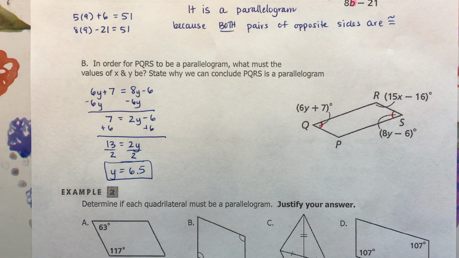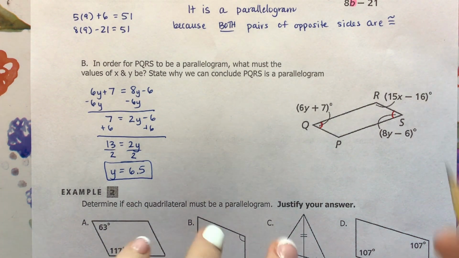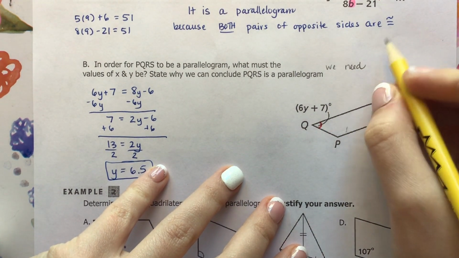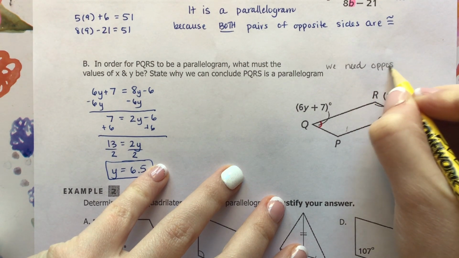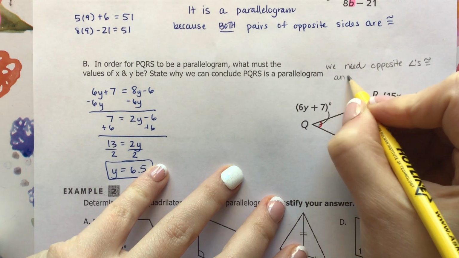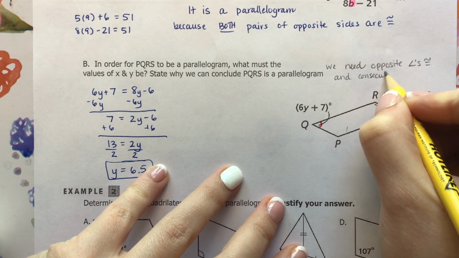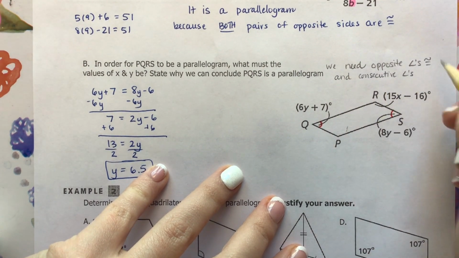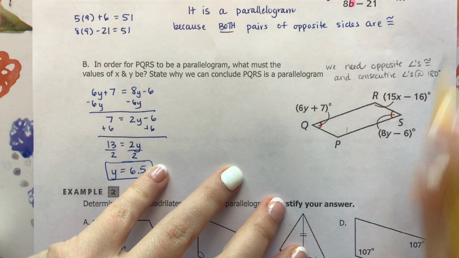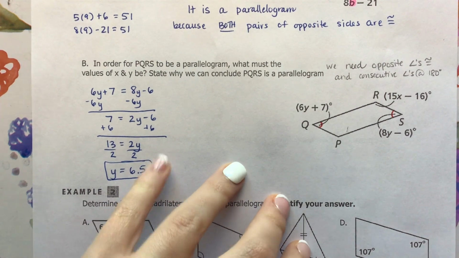Another relationship that I need inside of this parallelogram is for consecutive angles to be supplementary. So let me write out both of those properties real fast just so you can see what we're doing. So we need opposite angles congruent and consecutive angles at 180. I'm just going to say it at 180 just to kind of abbreviate supplementary.